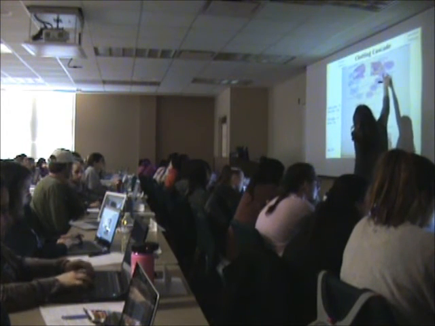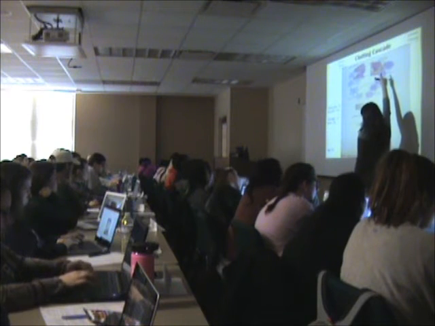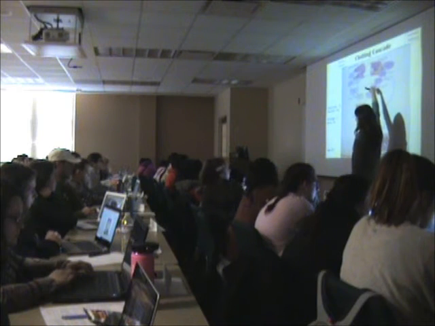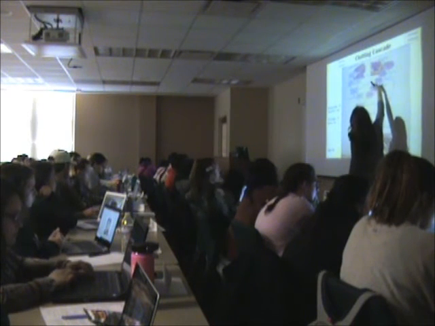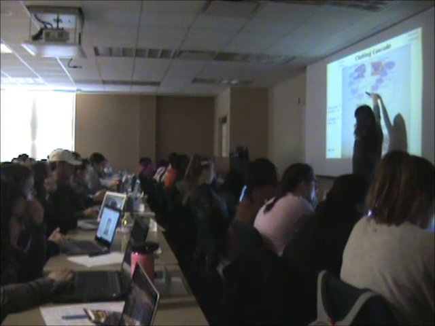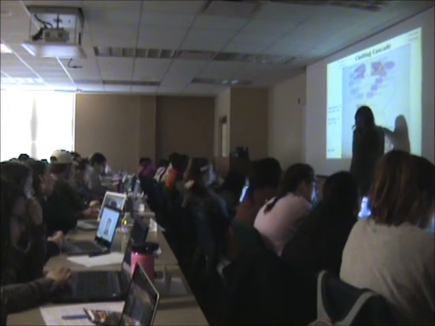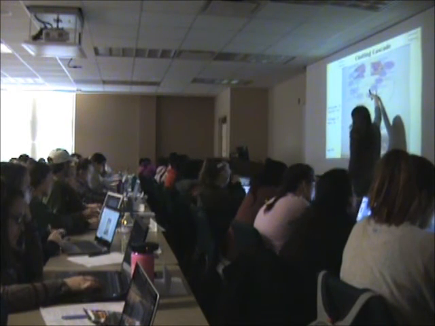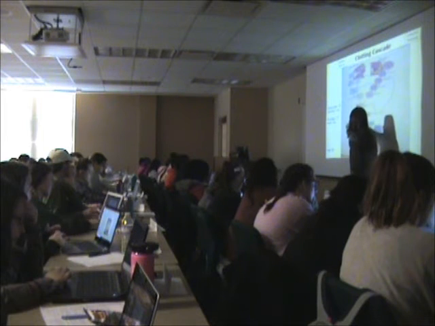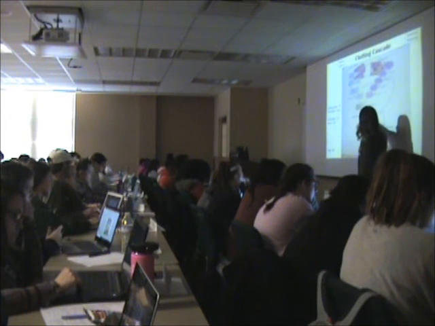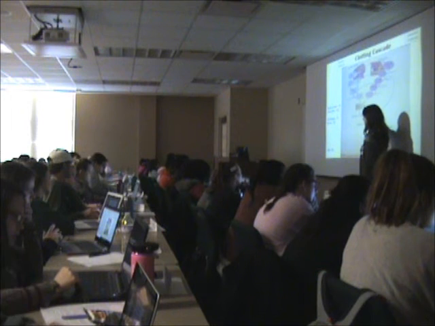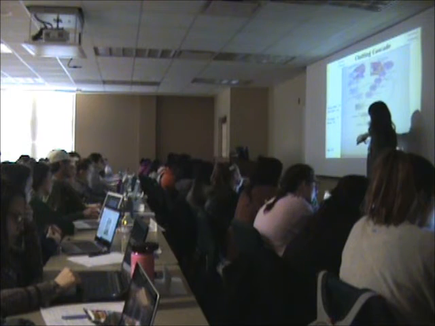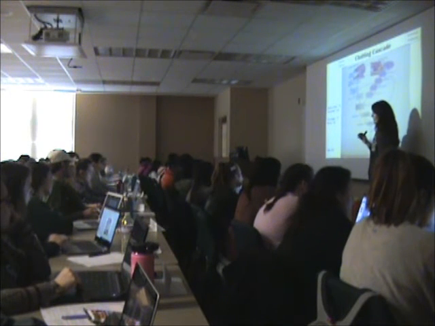So factor 12 then activates which one? 11. 11 activates which one? 9. And then 9 activates which one? 10. And then we have that common pathway. Okay? So factor 10 ultimately activates what? Turns prothrombin into thrombin. And then thrombin converts what? Fibrinogen into fibrin. Okay? Do we want to go over it again? Good?